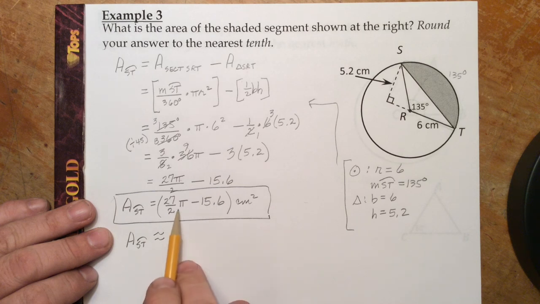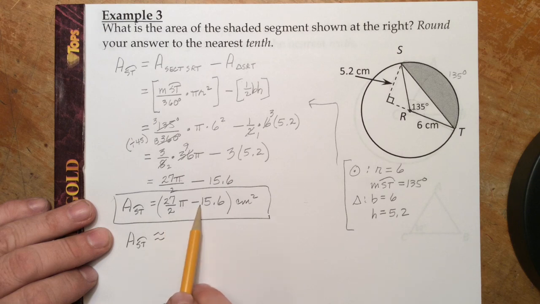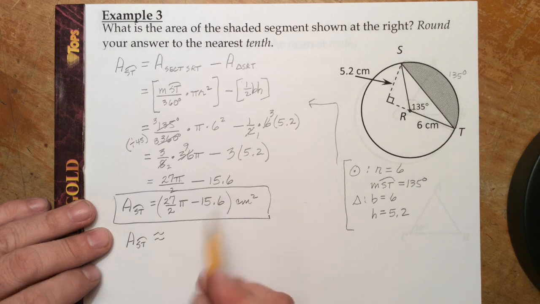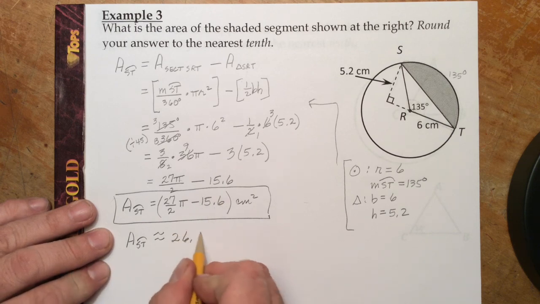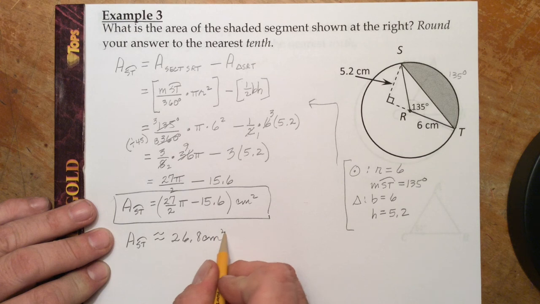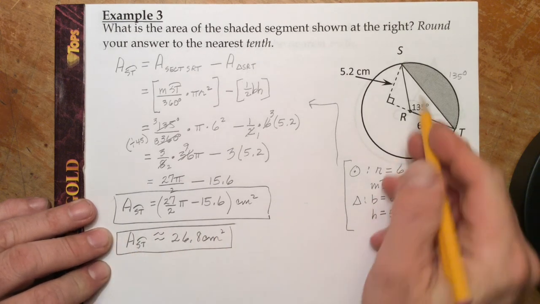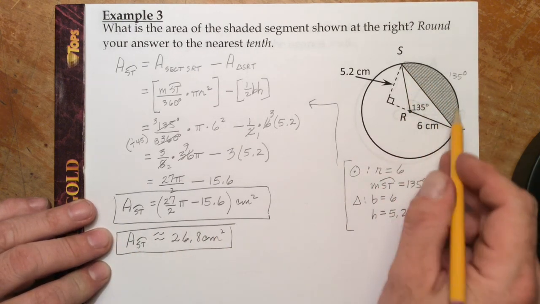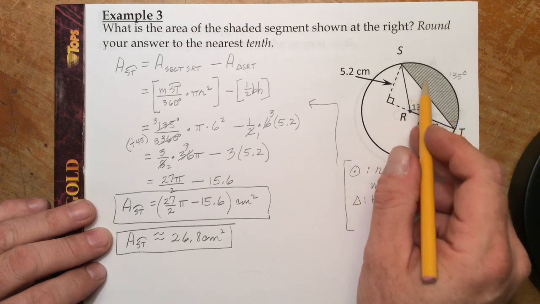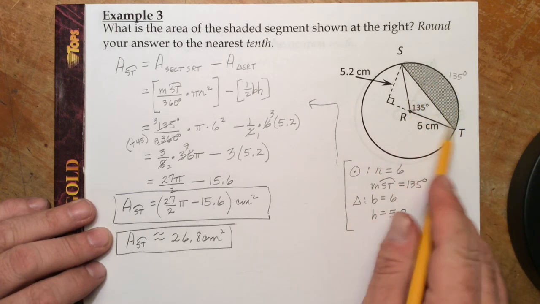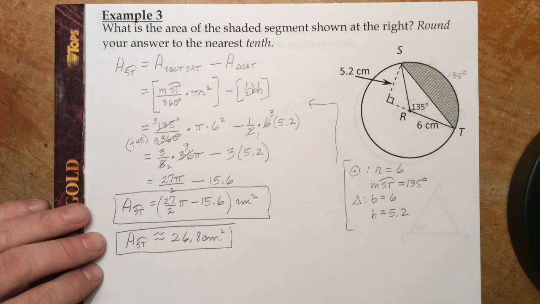Be careful in your calculator. This is 27 divided by 2, enter, times pi, enter, minus 15.6. And you should be getting 26.8, rounding to the nearest tenth. So the area of this circle segment right here is about 26.8 square centimeters.